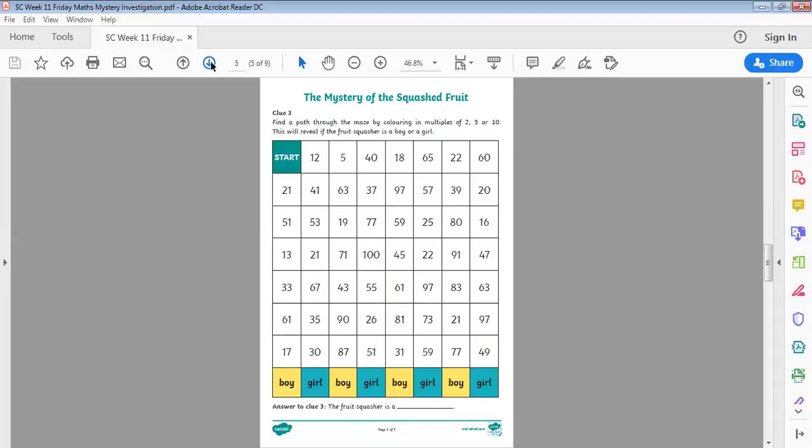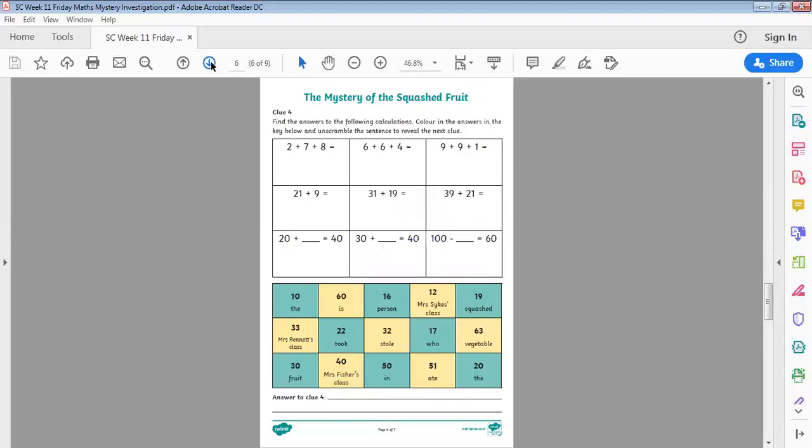For your third clue, you need to work your way through the maze by colouring in multiples of 2, 5 or 10. When you reach the bottom, it will tell you whether the fruit squasher is a girl or a boy. For the fourth clue, you need to work out the answers to each calculation and then colour the answers in using the key below. Then unscramble the sentence and it will reveal which class they are in.